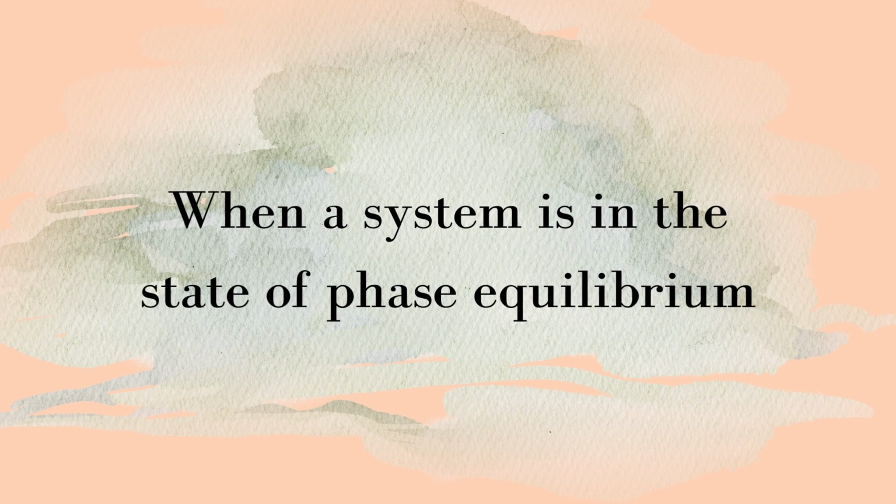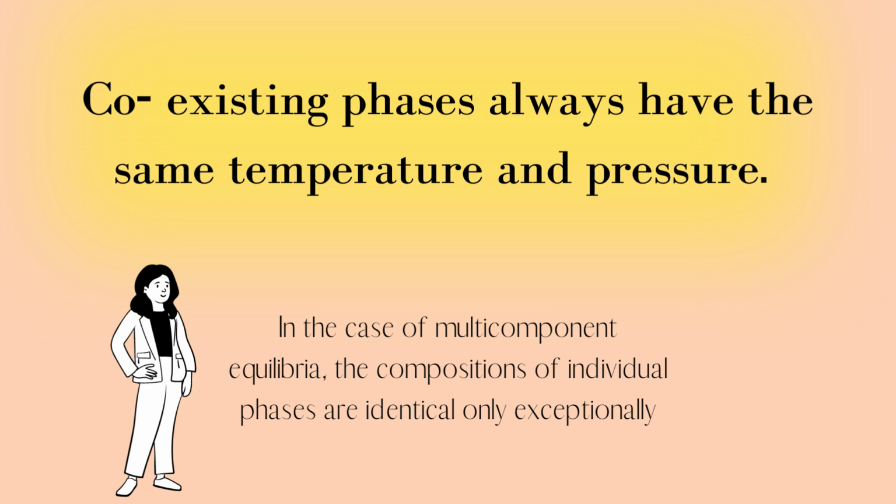When a system is in the state of phase equilibrium, we call its phases coexisting phases. Coexisting phases always have the same temperature and pressure. In the case of multi-component equilibria, the compositions of individual phases are identical without exception.